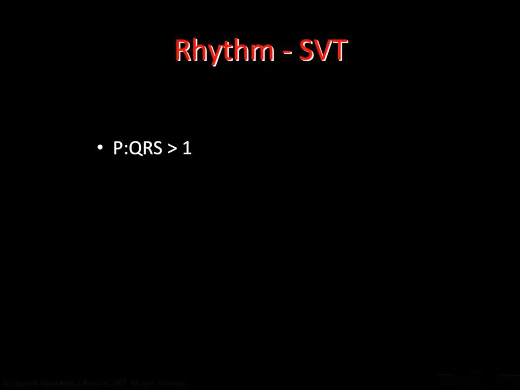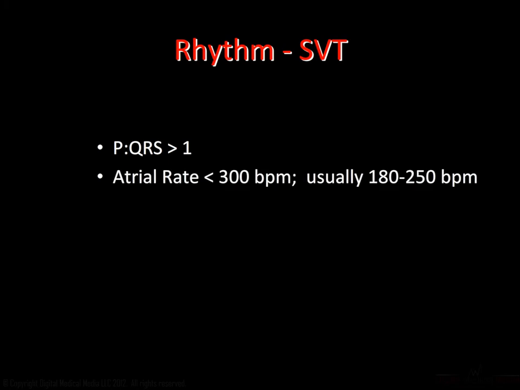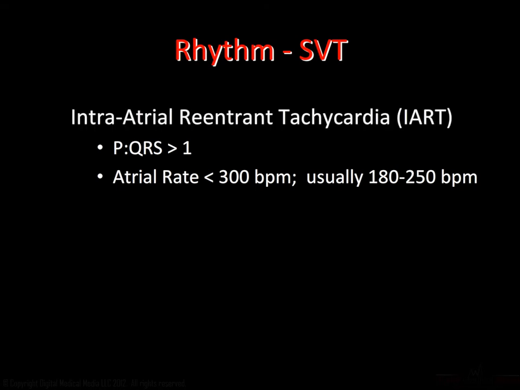When more than one P wave is present for each QRS, yet the atrial rate is markedly slower than 300 beats per minute, usually between 180 and 250 beats per minute, then the usual explanation for this phenomenon is a rhythm called intra-atrial reentrant tachycardia. This rhythm is abbreviated IART.